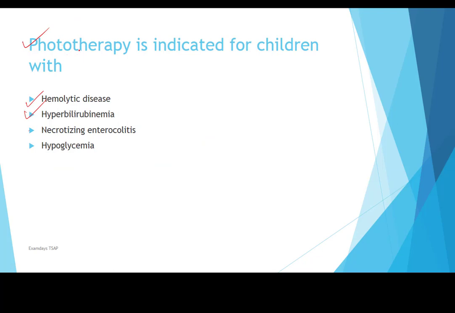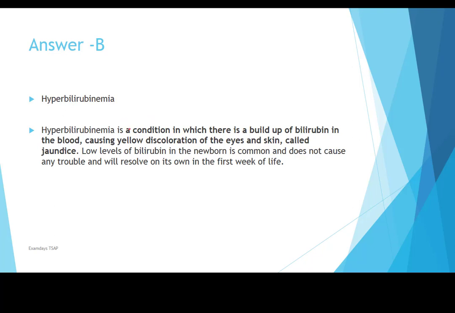Phototherapy is indicated for children with A. Hemolytic disease, B. Hyperbilirubinemia, C. Necrotizing enterocolitis, and D. Hypoglycemia. The correct answer is going to be hyperbilirubinemia. It is a condition in which there is a buildup of bilirubin in the blood causing yellow discoloration of the eyes and skin, which is called jaundice.